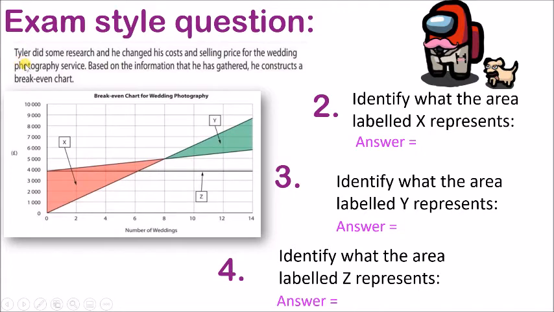Question 2. Tyler did some research and he changed his cost and selling price for the wedding photography service. Based on the information that he has gathered, he constructs a break-even chart. Identify what the area labelled X with the red area represents. Question 3. Identify what the area labelled Y represents. That's the green area. And identify what the area labelled Z, that's the straight line, represents.